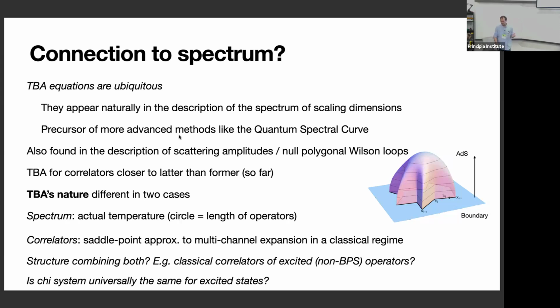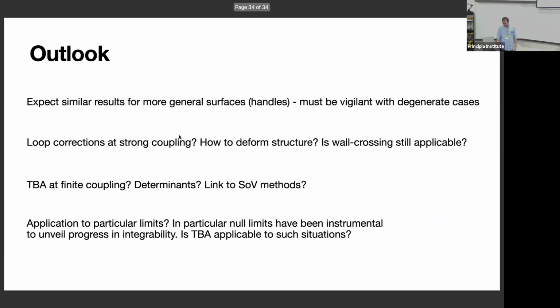One of the very important questions here to answer is whether this chi-system is universally the same, like the Y-system for the spectrum, or if we are going to be dealing with some new beast that no one has seen before. Anyway, there are many other outlooks. I will just give them here because I have a lot of time, yes. Thank you.